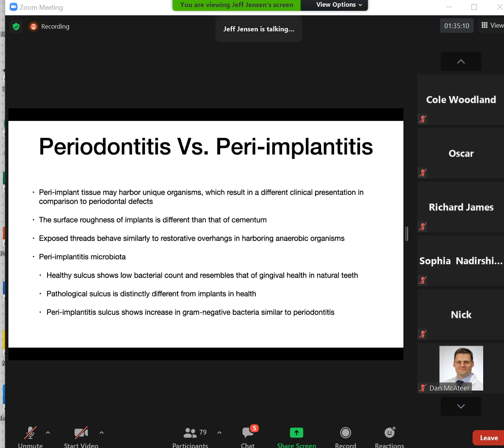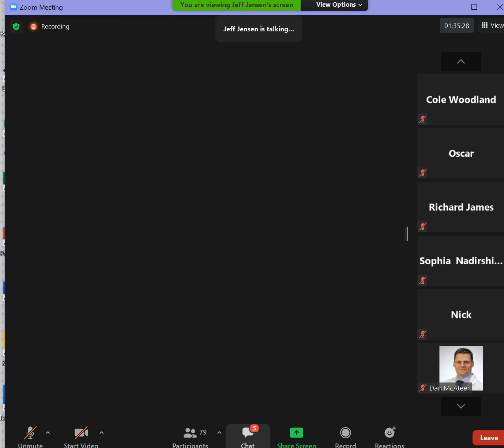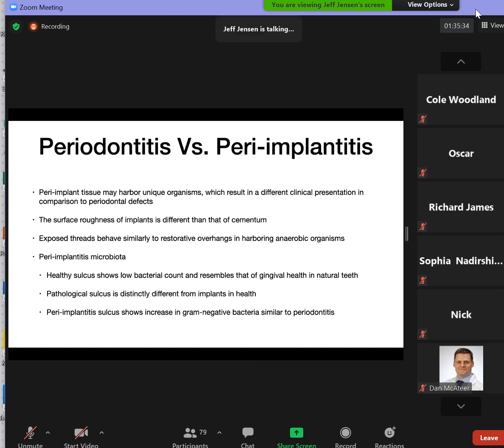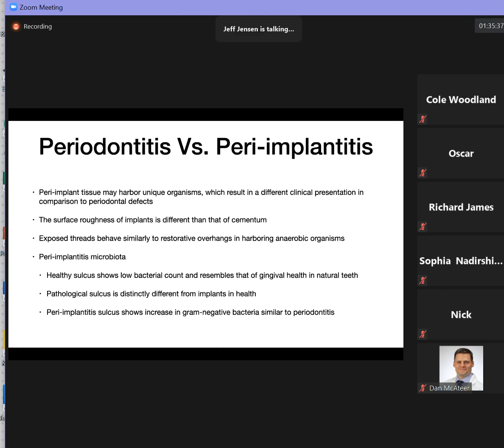When we look at the sulcus of an implant, in a healthy sulcus around an implant, they have a low bacterial count, and it normally resembles that of gingival health around teeth. So in a healthy implant, in a healthy mouth, typically you're going to see pretty similar microorganisms in the sulcus of the implant versus the teeth. However, a pathologic sulcus does differ from teeth in an implant to a regular tooth. You see an increase in gram-negative bacteria, much like periodontitis, and those lead to inflammation and destruction of tissue.